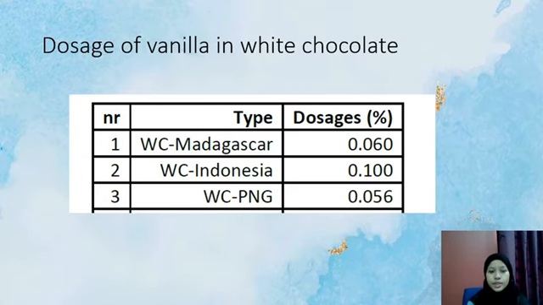Next is dosage of vanilla in white chocolate. From this table, we can see that the dosage of vanilla extract in white chocolate from Madagascar is 0.06%, while the dosage for vanilla extract in white chocolate from Indonesia is 0.1%, and the dosage of vanilla extract for Papua New Guinea white chocolate is 0.056%. Thus, the highest dosage of vanilla extract in white chocolate is from Indonesia.